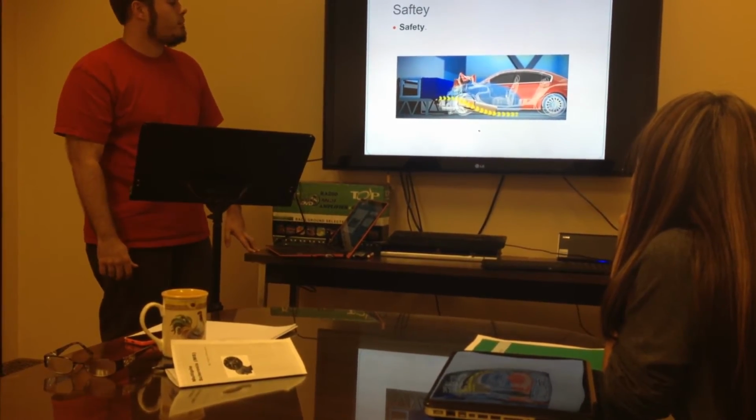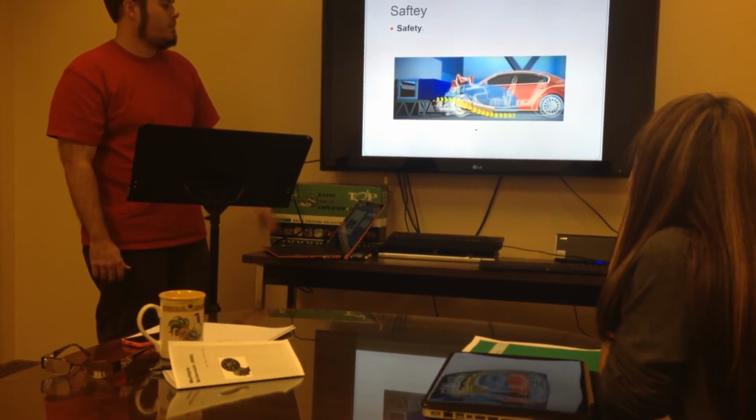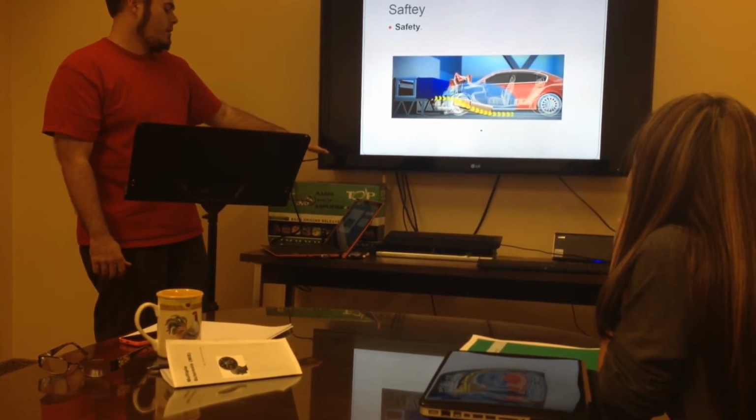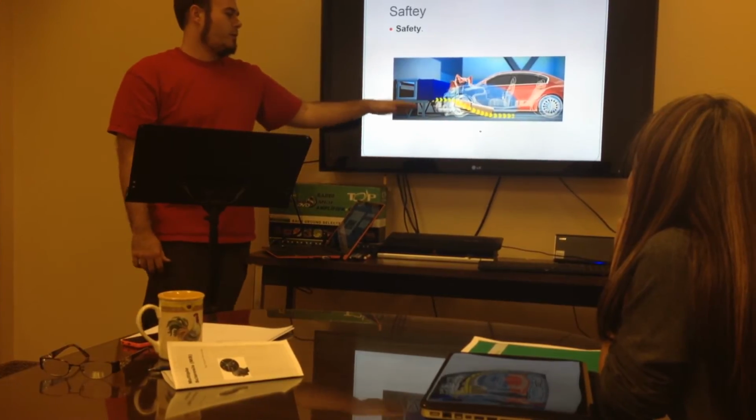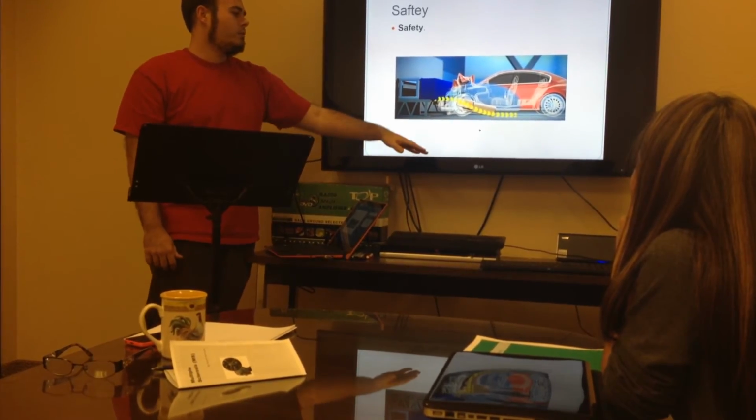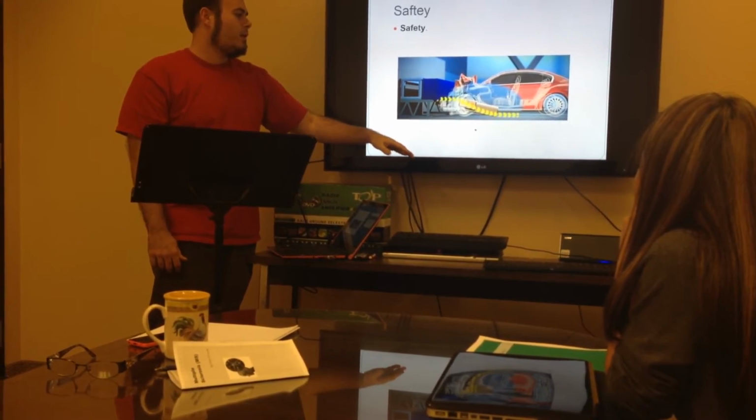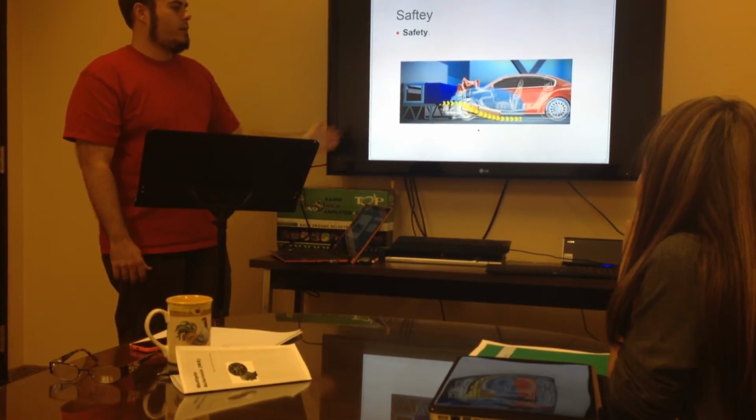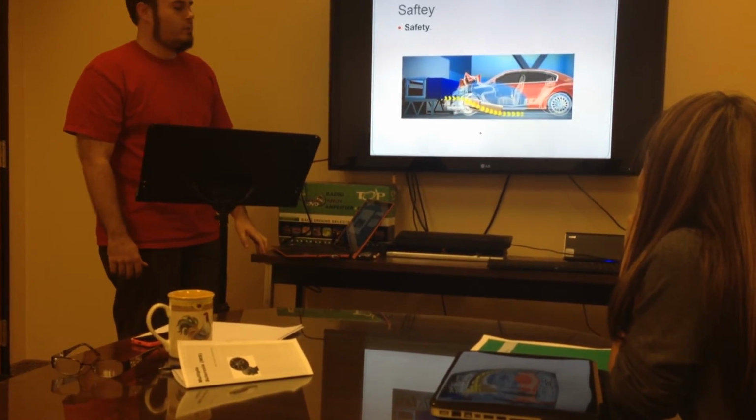Safety. Because they're so low in the engine bay, when you get in a front crash, they'll go directly underneath the car, and they won't go into the cabin like other types of engines would.